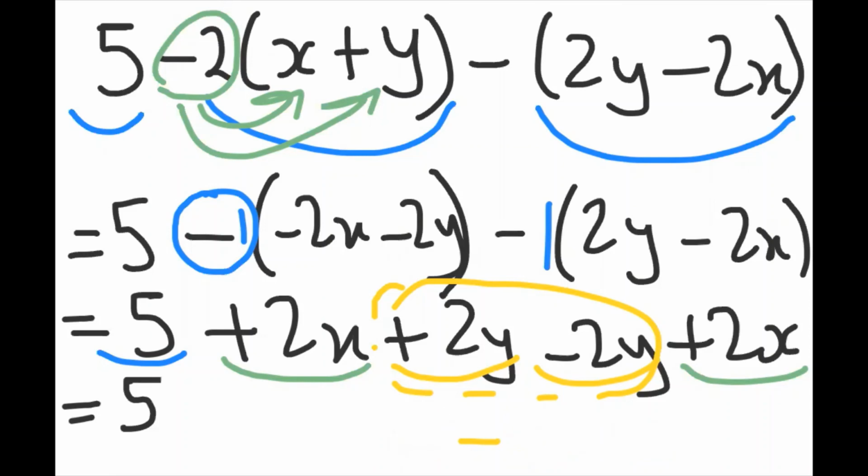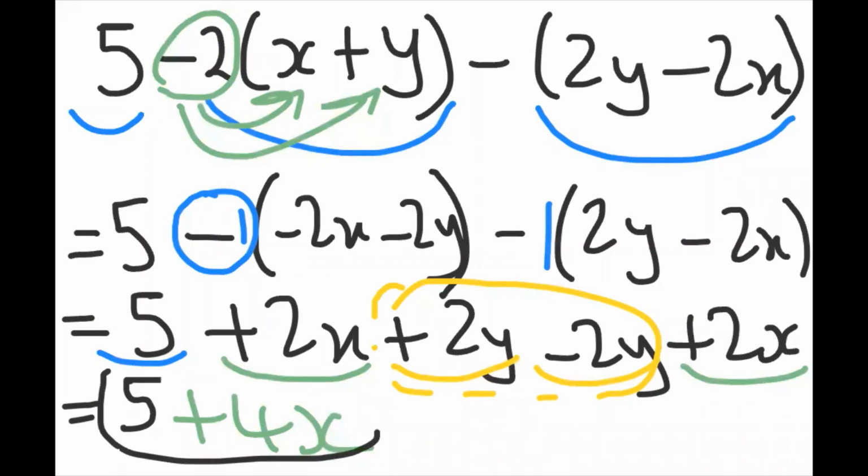So now we don't need the yellow part. The green part, we have the plus 2x plus 2x, and that answer will give us plus 4x. So this answer is going to be 5 plus 4x.